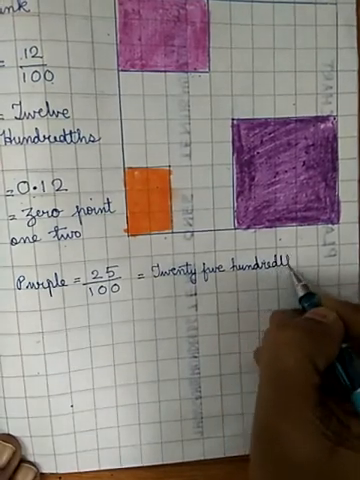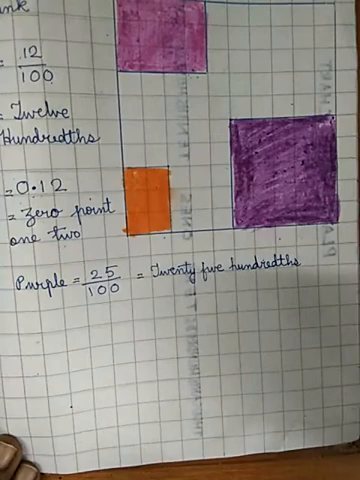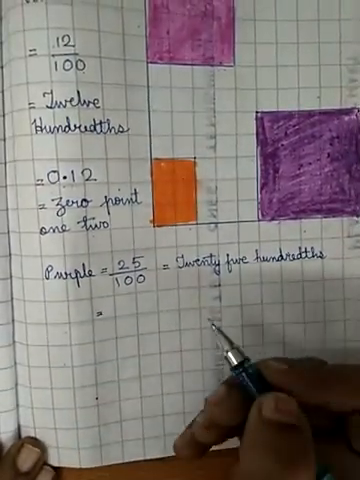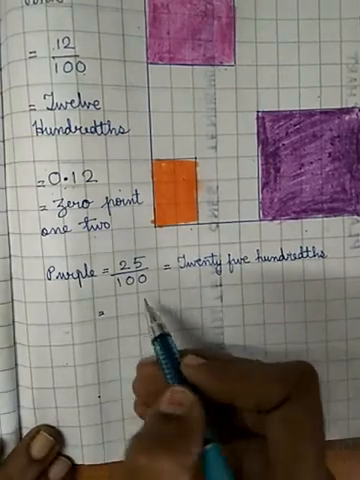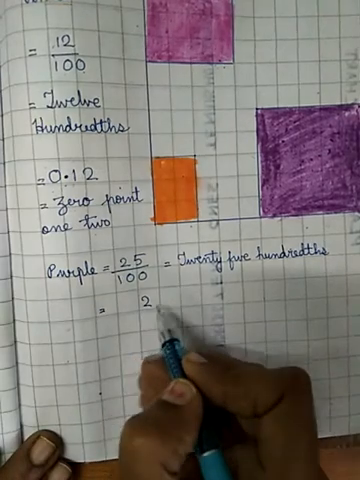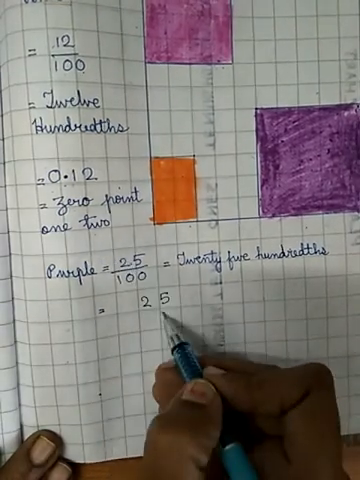Why hundredths? Because the denominator is 100. And we will convert this into decimals. So how to convert this into decimals? Now I think it will be very clear. What is your first step? The first step is to write the numerator. You write it as it is.